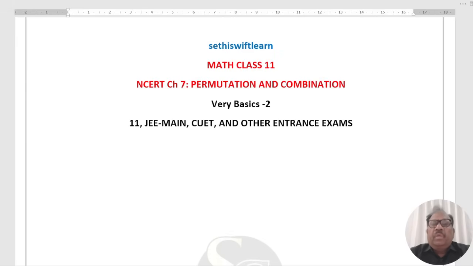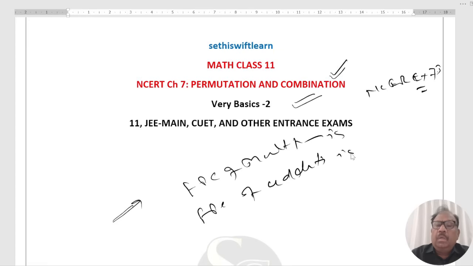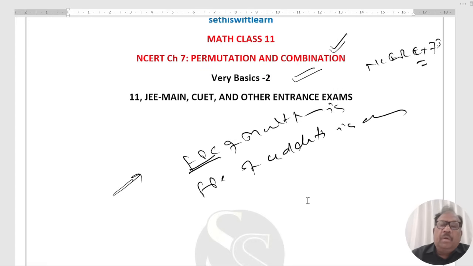Hello students, in today's session of NCERT chapter Permutation and Combination, further very basics will be cleared through illustrations taken from NCERT exercise 7.3. In today's session, we are going to discuss when FPC of multiplication is applicable, and when FPC of addition is applicable. FPC means fundamental principle of counting, right?